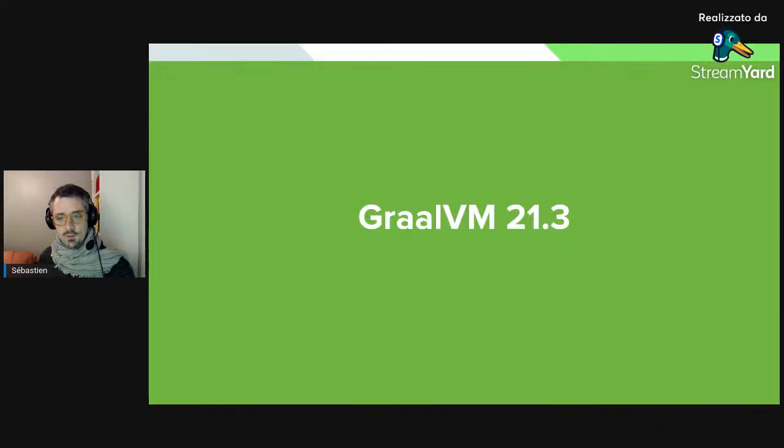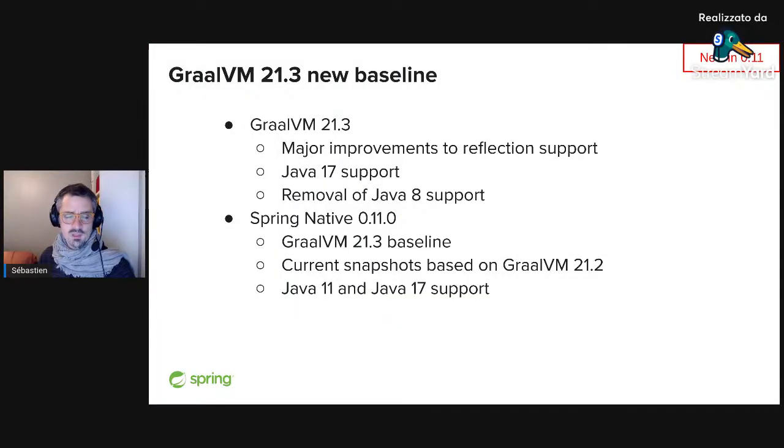Another feature of Spring Native 0.11 is the GraalVM 21.3 baseline. That's a pretty important release from the GraalVM team. It provides major improvements to the reflection support. For example, it provides conditional support for the JSON reflection configuration. Java 17 support is provided. Basically, the GraalVM team wants to support two LTS versions at the same time. So with the introduction of Java 17 support, Java 8 support is removed because it was too old and too painful to maintain for the native support.